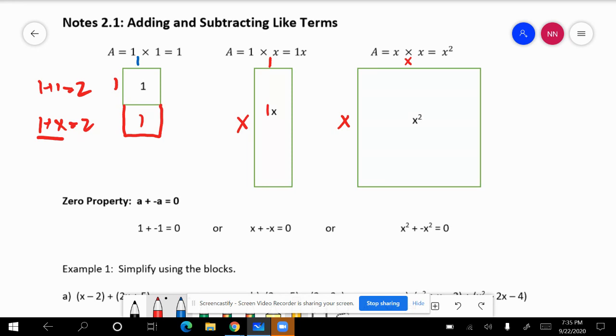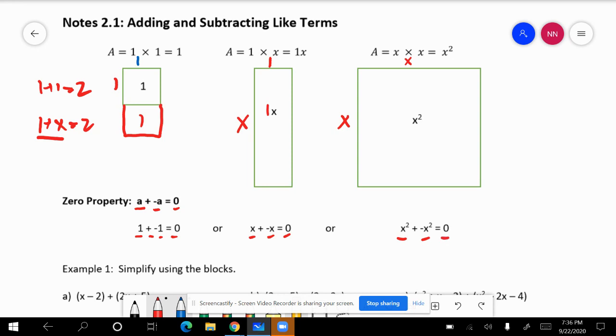The other thing that we need to know when we're adding and subtracting like terms is zero property. What zero property states is a number or a letter and its opposite always add up to 0. So that means 1 plus negative 1 is 0, and x plus negative x is 0, and x squared plus negative x squared is 0.